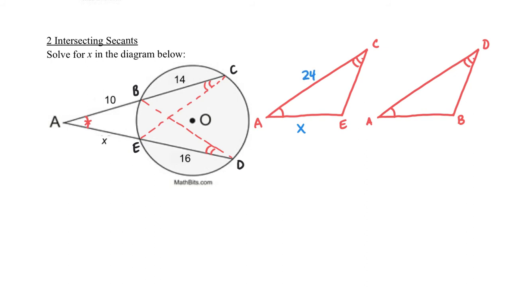And then what else do I have? Let's see. So I need AB. I can see that AB is 10. And then AD is going to be 16 plus X. So that's X plus 16. And once again, now I can see my corresponding parts.